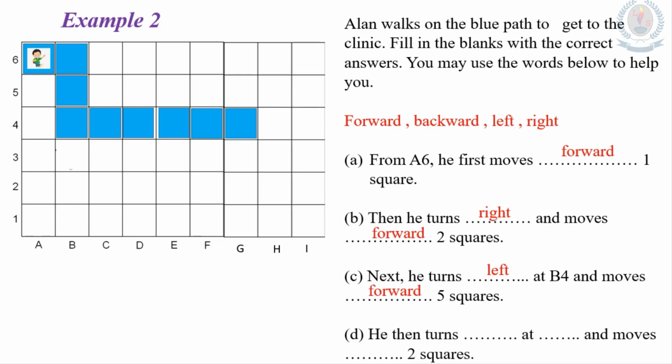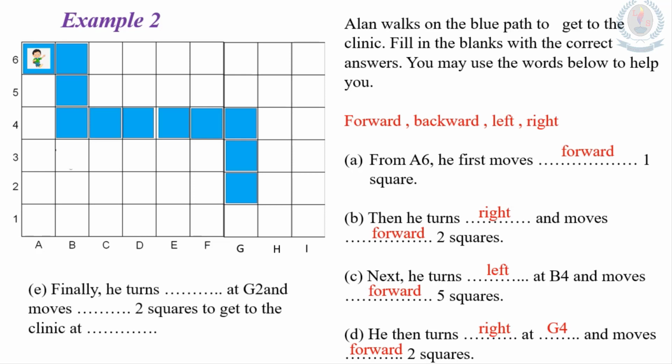Question D. He then turns blank at blank and moves blank 2 squares. Now you have 3 blanks. Look at the grid properly and tell me the answer. Yes, for the first blank we can use right, and for the second blank the place. What is the position? G4. And the third blank, forward. He then turns right at G4 and moves forward 2 squares.